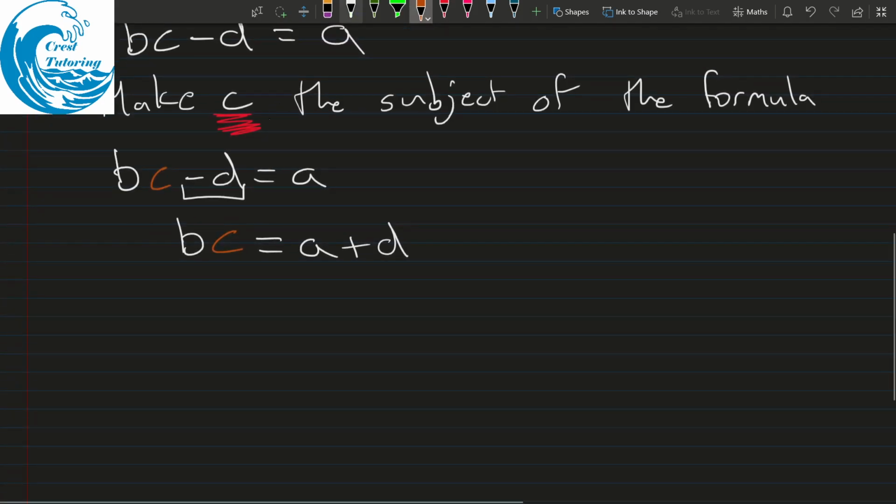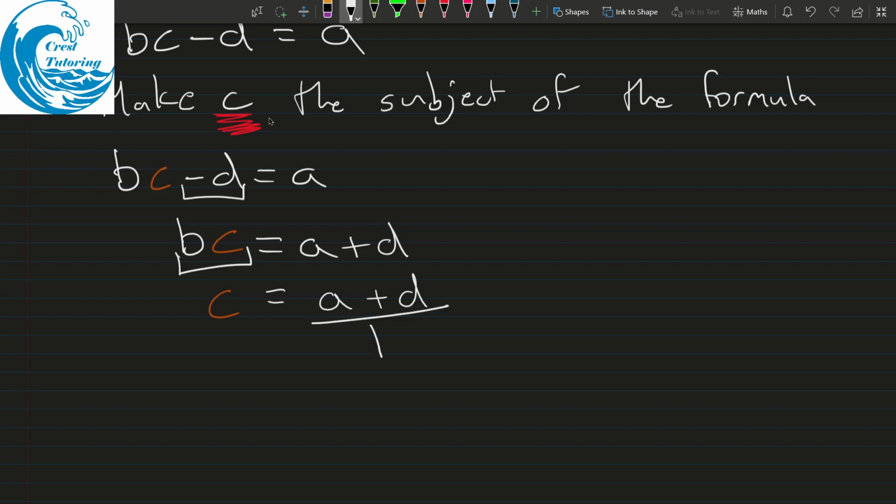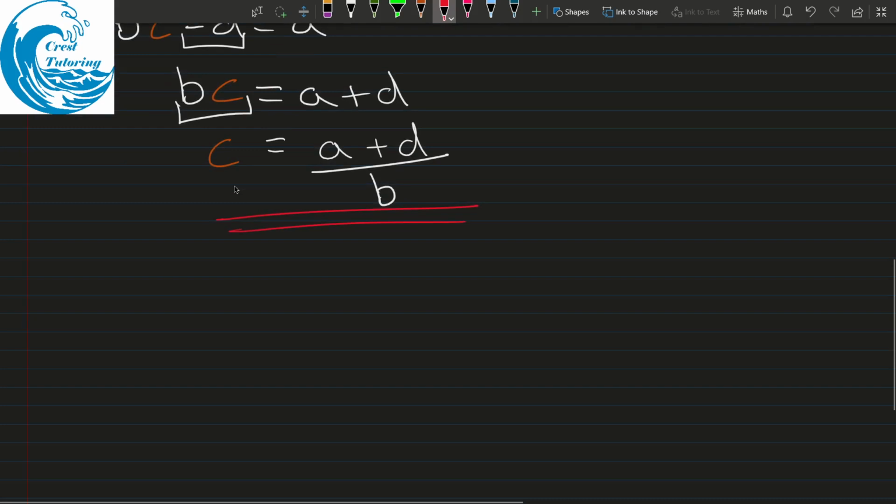So our next step then is we need to bring across the b. That leaves us with c equals a plus d, and because this bc was written right next to each other, it means they're multiplying. So when that comes across, it's a plus d all over b. And then that's our answer. Okay, we've rearranged it with c as the subject. We can do the same thing with another example, so I'll give you a slightly more difficult one, and then I'll leave you to try one yourself.